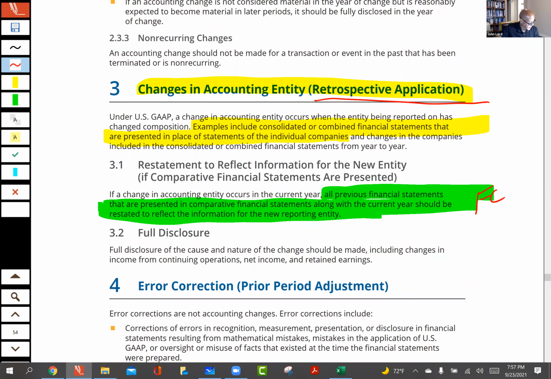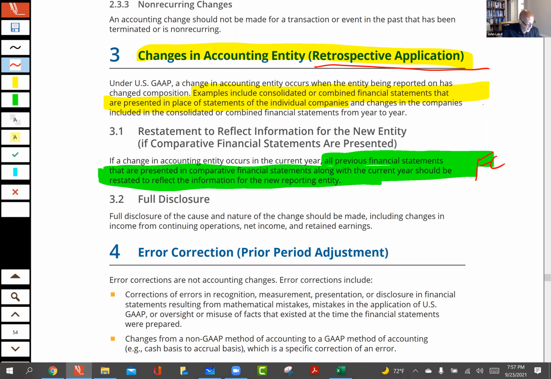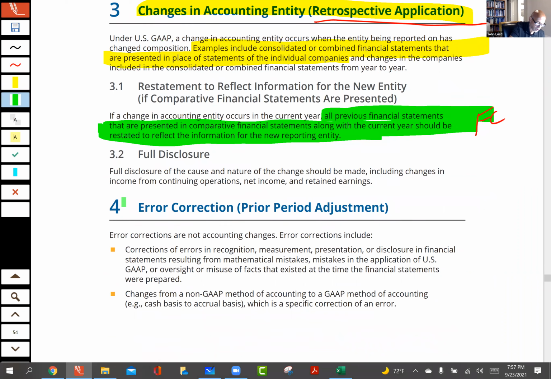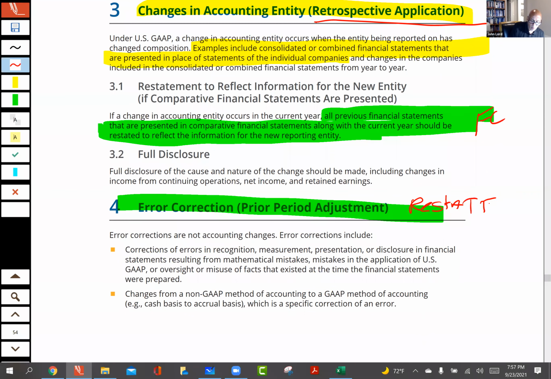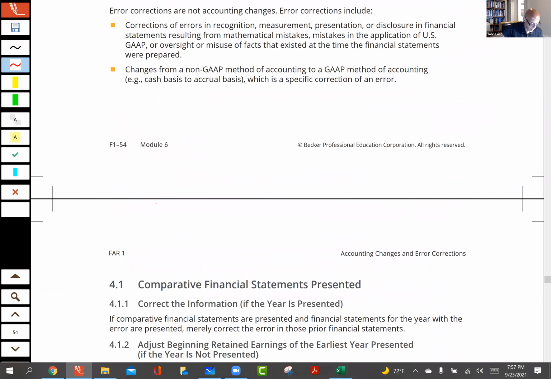Okay, now you come over and we talk about error correction, prior period adjustment, and the rule is going to be the same. Only this time we put the R word on it: restate. We actually say restate because now we made a mistake and we're fixing the mistake. Okay, so let's just take a look at the error correction. What we should be doing here for the error correction. And let's just take a look at the next page.